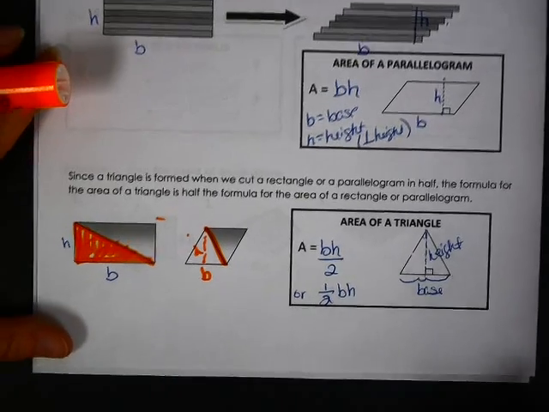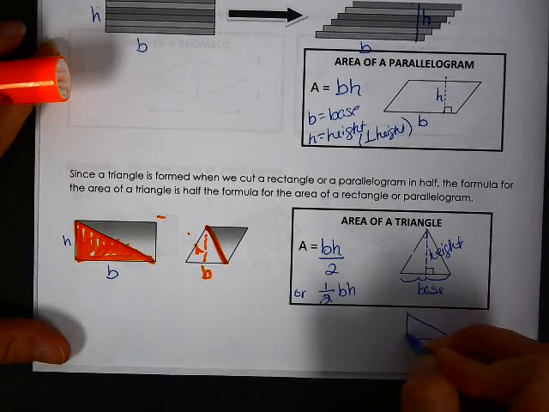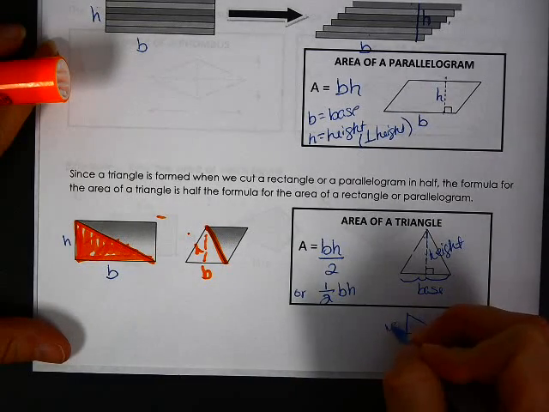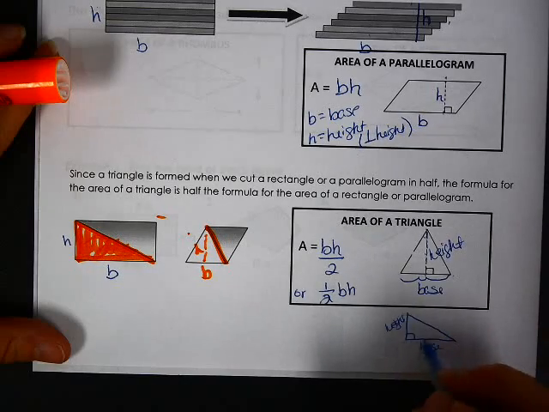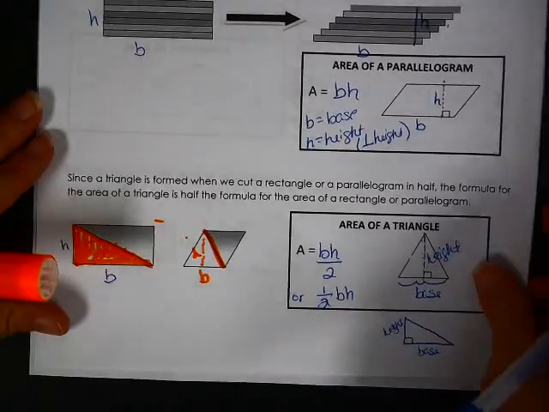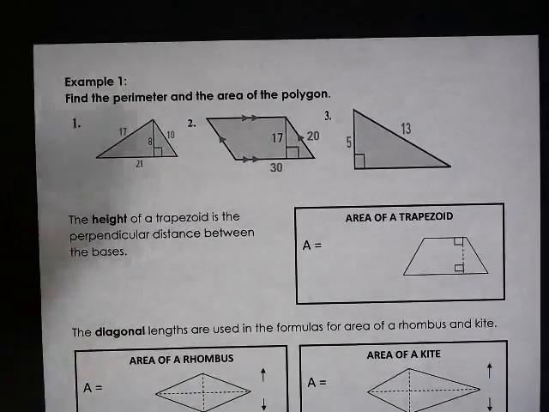Now, if you were to have a right triangle given to you, guess what? You've got your base and you've got your height right there. Anywhere you see those perpendicular lines, that's your base and your height. Okay, just going to practice some of these steps now on the back.